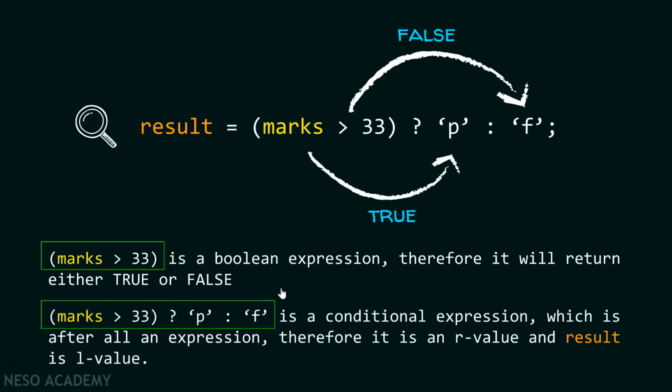The next point we need to note down is that this particular expression is a conditional expression, which is after all an expression only. Therefore, it is an R value and result is L value. This result variable is an L value and this is an R value, and this is our assignment operator, right? Okay. After understanding this point, that how conditional operator is mimicking the behavior of if-else construct, now let's try to consider some quick facts related to conditional operator.